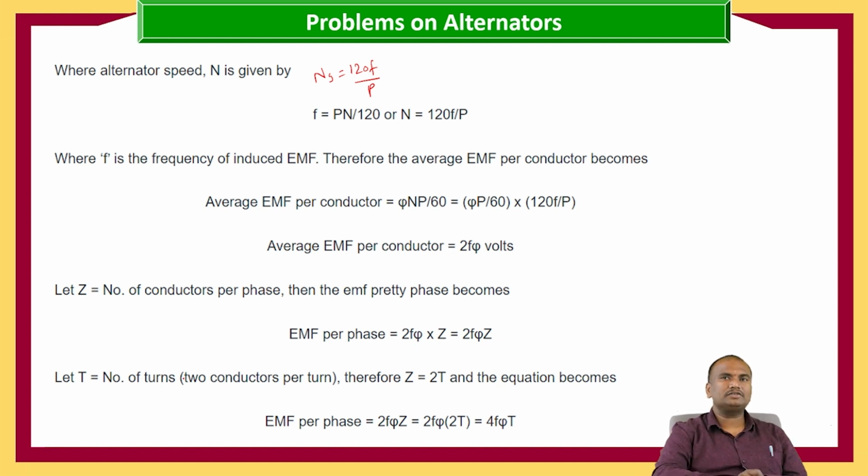Let T be the number of turns, that is 2 conductors per turn, and therefore Z is equal to 2T, and the equation becomes EMF per phase is equal to 2f phi Z, which, in place of Z we are replacing 2T, is equal to 4f phi T.